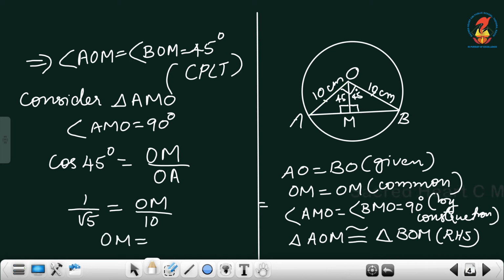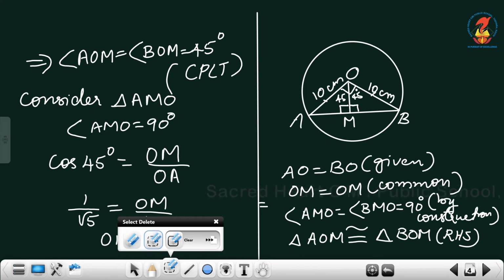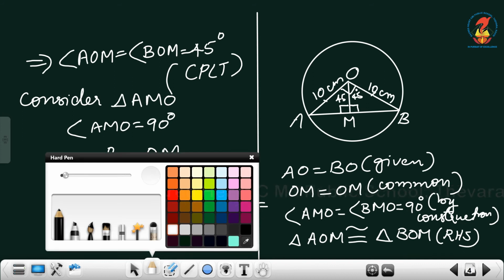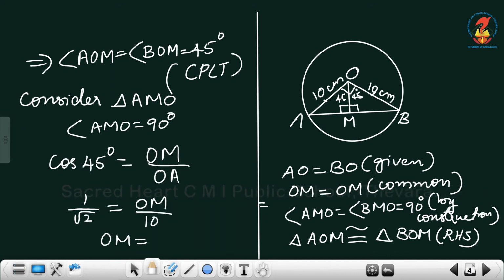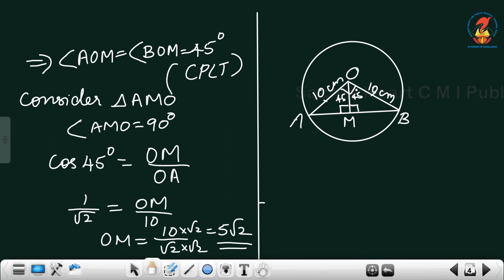So OM is equal to 10 by root 2. 10 divided by root 2, you have to multiply root 2 and root 2. So you are getting 5 root 2. So OM is 5 root 2. Then we have to find the next one also. What we need next? AM.